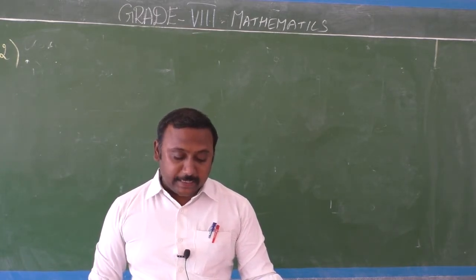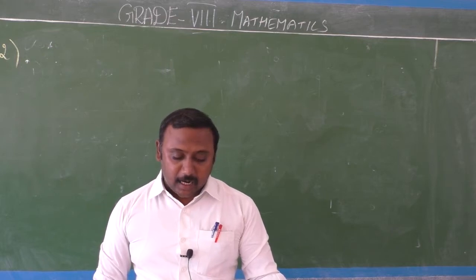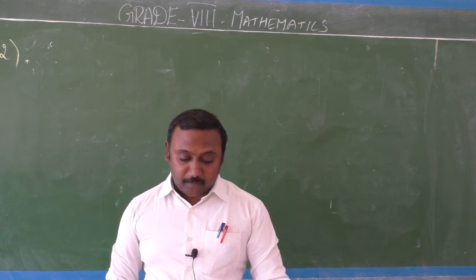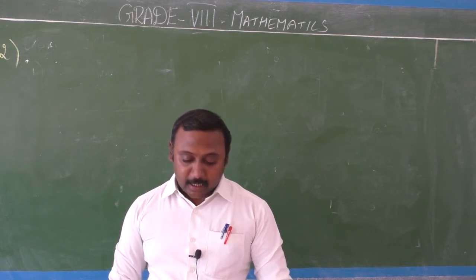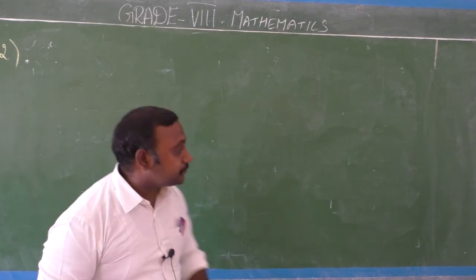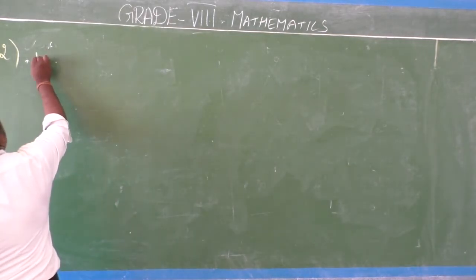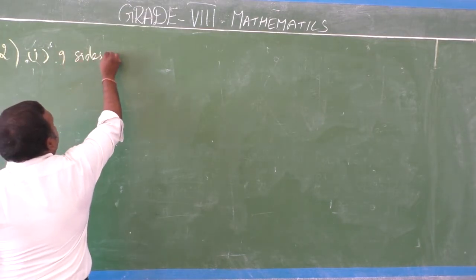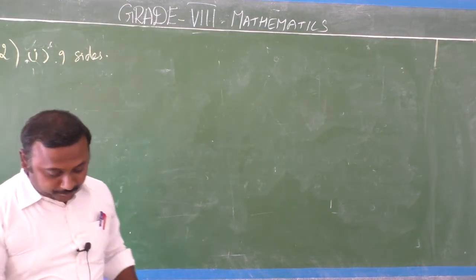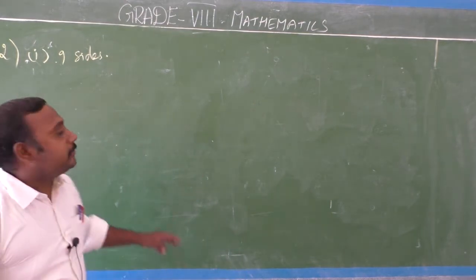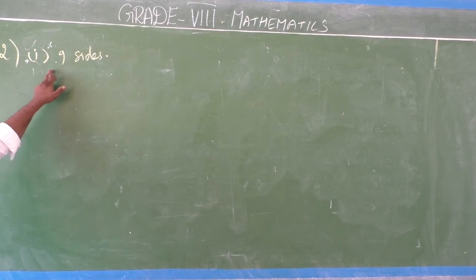Find the measure of each exterior angle of a regular polygon. The question is: find the measure of each exterior angle of a regular polygon of 9 sides. We have to find the exterior angle of a regular polygon.